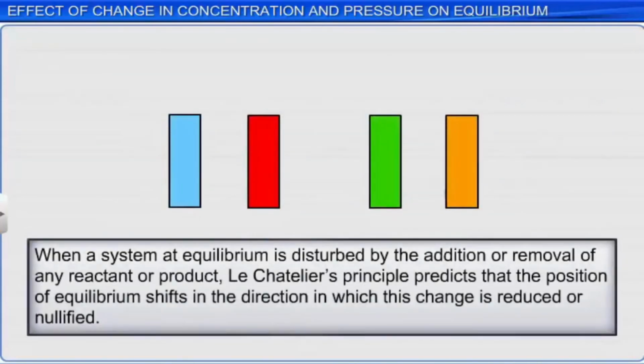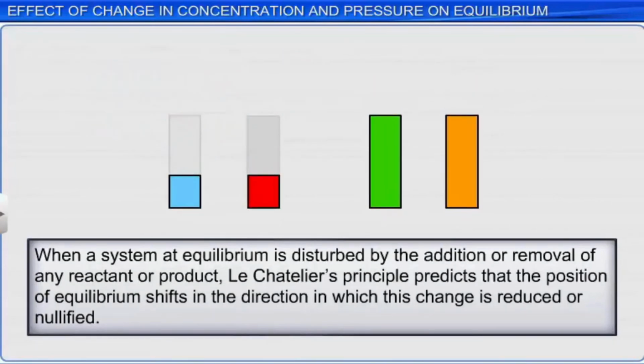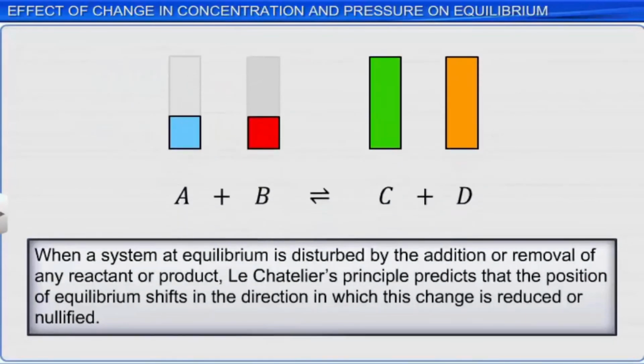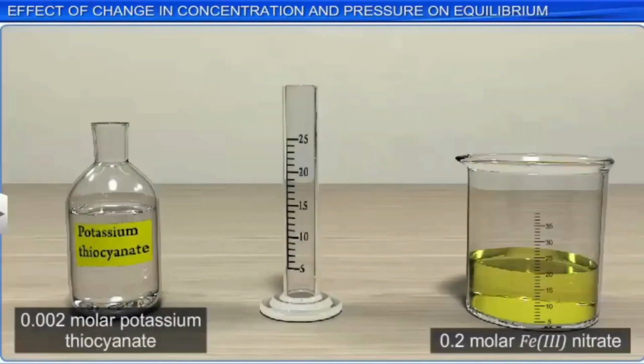When a system at equilibrium is disturbed by the addition or removal of any reactant or product, Le Chatelier's principle predicts that the position of equilibrium shifts in the direction in which this change is reduced or nullified. The effective change in the concentration of the products and reactants can be readily known through an experiment.